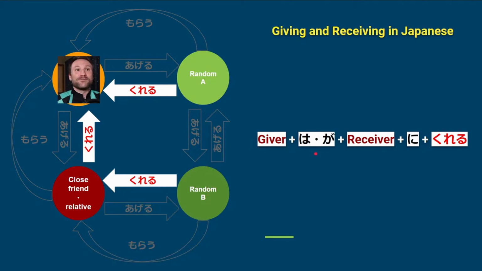So giver は receiver にくれる. So, for example, random A は僕にくれる. So, random A gives something to me. Yuki は僕にくれる. Yuki gives something to me right here. Random B は close friend. Yuki に何かくれる. Give something to her. And also, in all of these situations, the item that they're giving is going to be marked with the O particle.